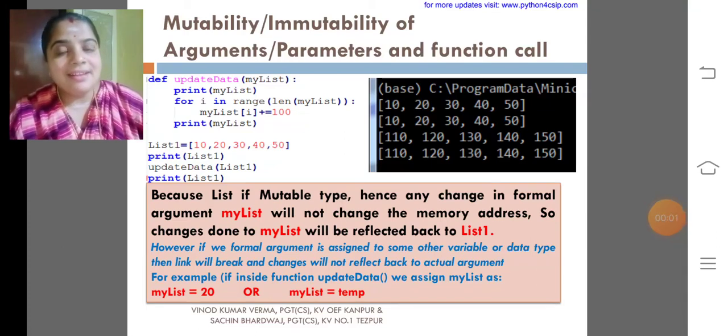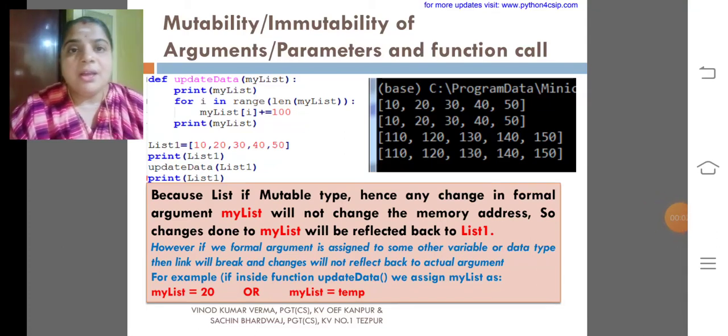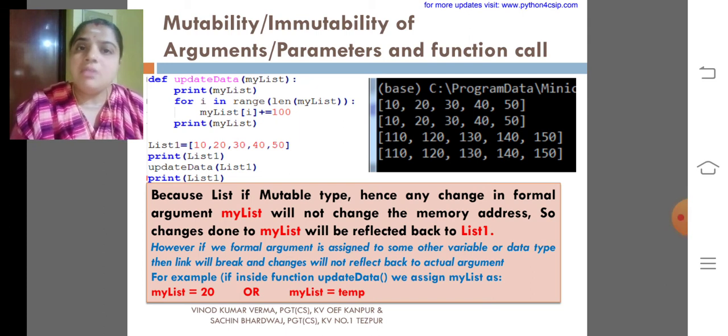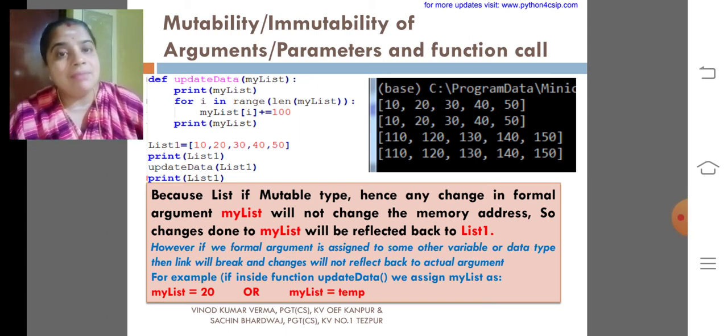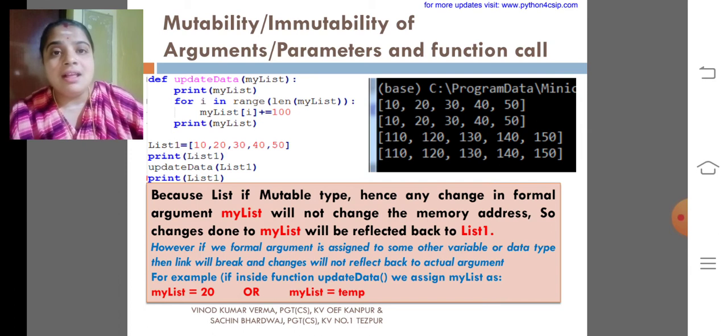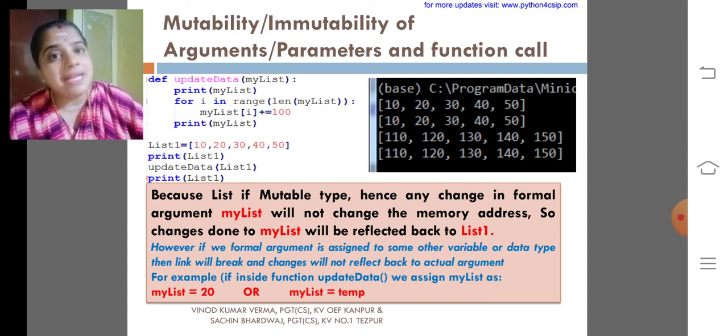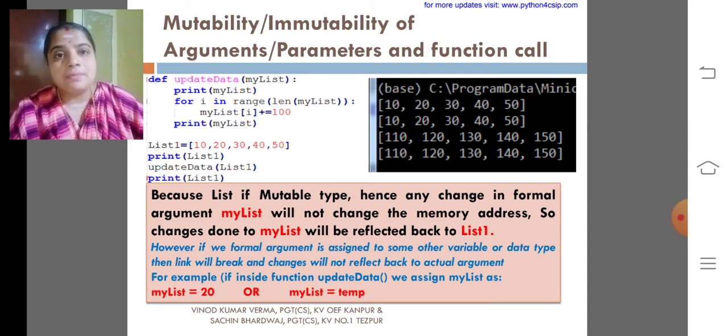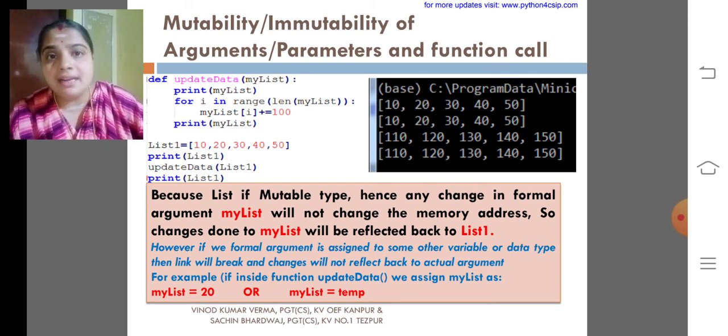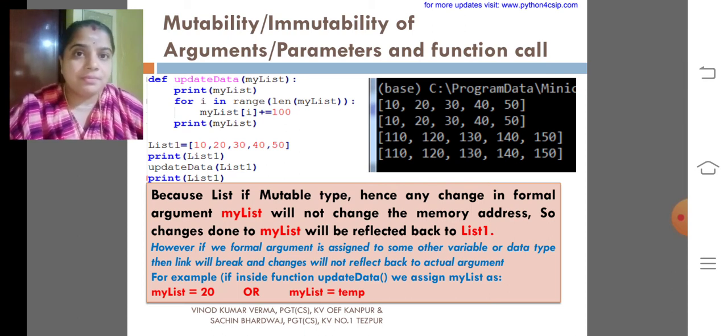In this module, we are going to discuss a new example: how the mutable data type will work along with the function call and the function definition. In which statement does the main program start? List 1 equals 10, 20, 30 and 40, 50. That is the starting statement, and we are trying to print that list in the output.